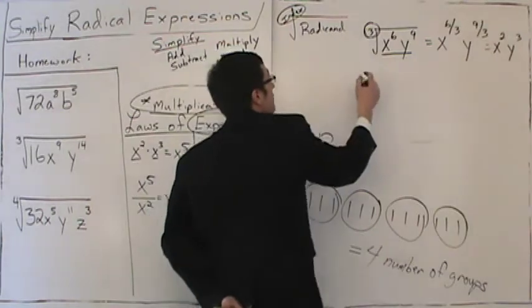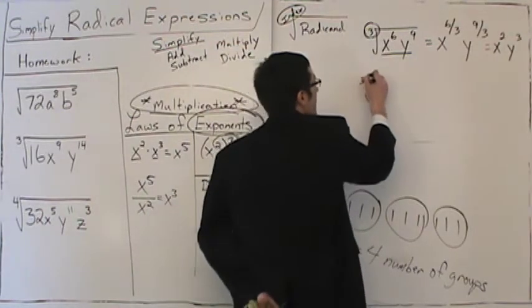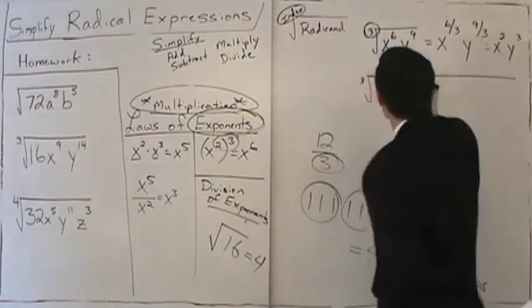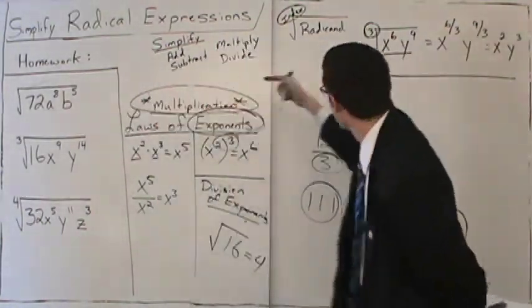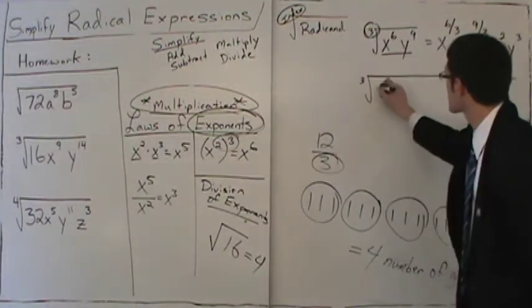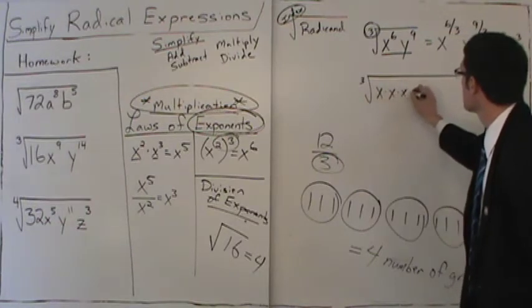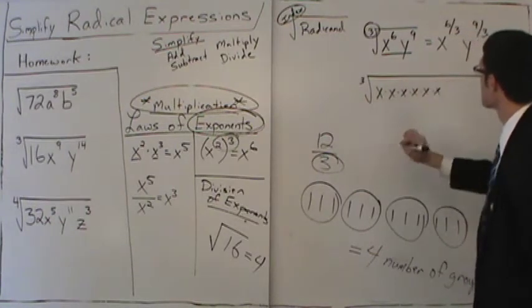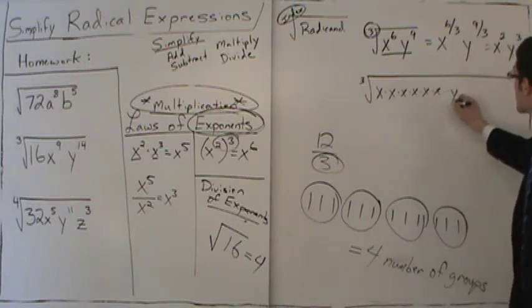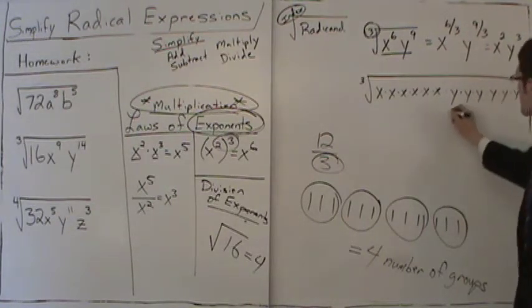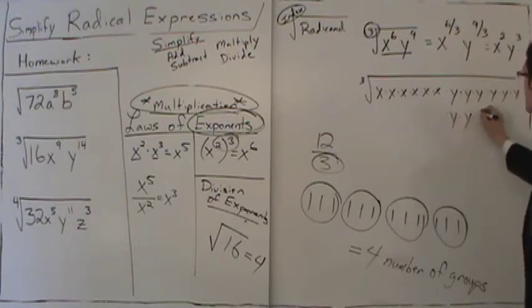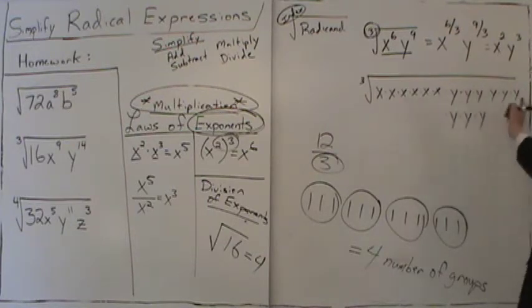Let me show you here. So we're going to write this as the cubed root, and I want you to write these out tonight. Or at least the first problem, I want you to write it out and see it visually. So we have 6 x's, 1, 2, 3, 4, 5, 6 x's multiplied together. We have 9 y's. So 1, 2, 3, 4, 5, 6, 7, 8, 9. Okay, so 6 x's, 9 y's.